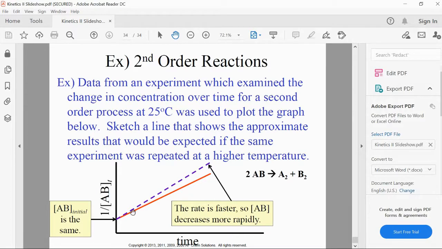If the rate is faster, [AB] is going to decrease faster. So we would see an increase in our slope. Our slope would be steeper because the change that's happening with respect to time happens at a faster rate.